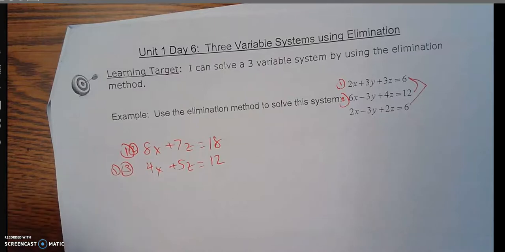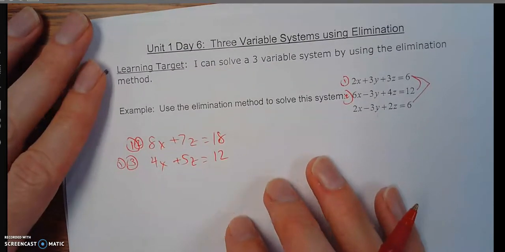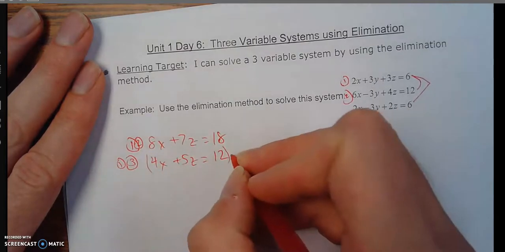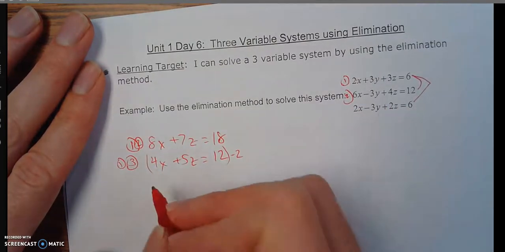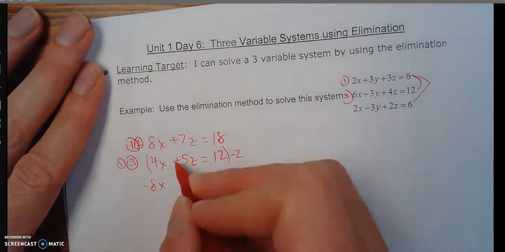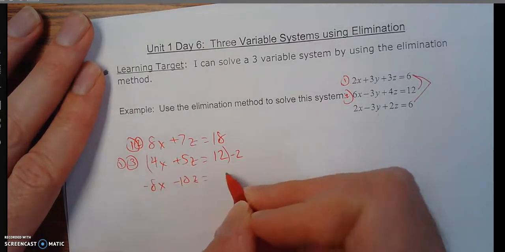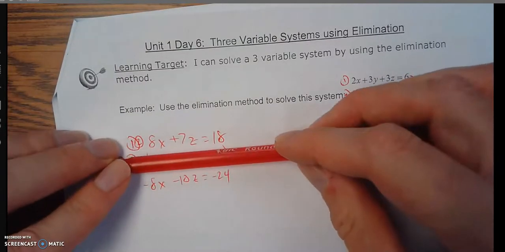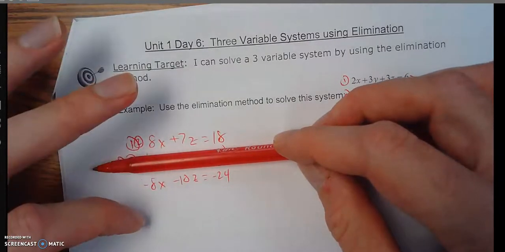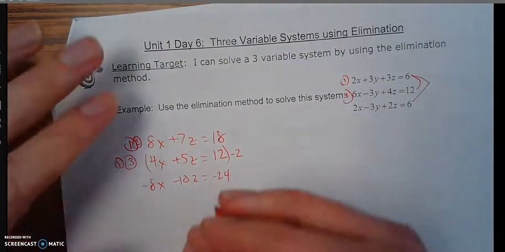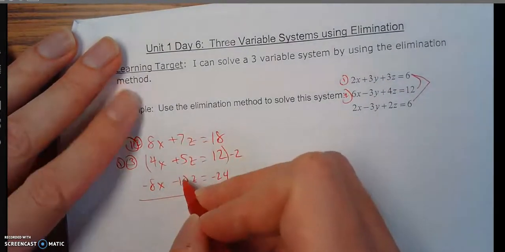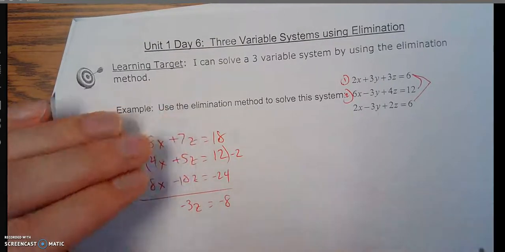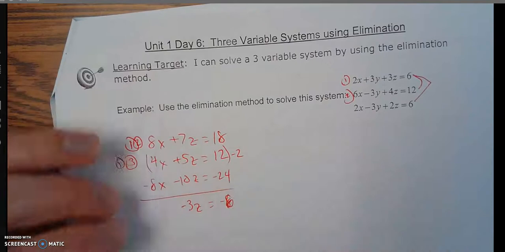This is just like we did before, and take whatever approach you want. Like, I think the x's would be pretty easy to get rid of here. So if I multiplied that by -2, I would have a negative 8x minus 10z equals negative 24. Okay, and kind of ignoring these for a second, just look, the x's wipe out now. So I'm going to ignore that middle line. So I have no x's, I have negative 3z's, and then I have negative 6 on the other side.